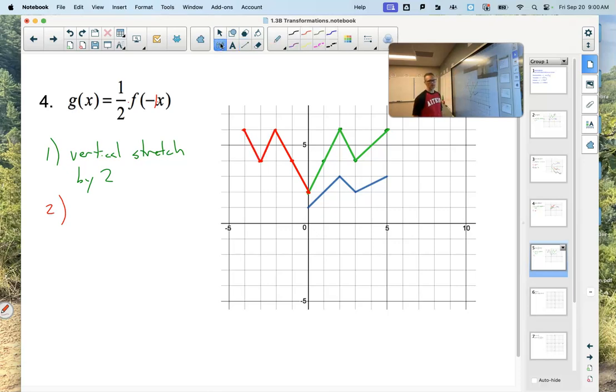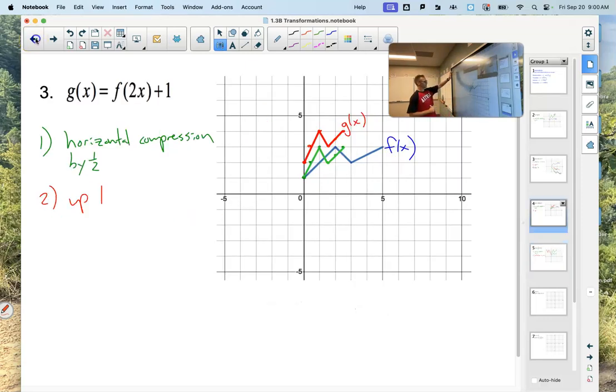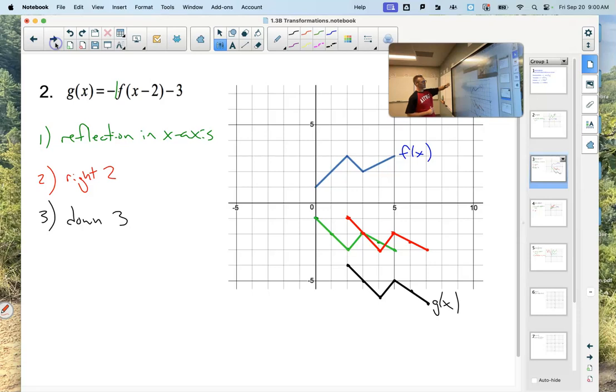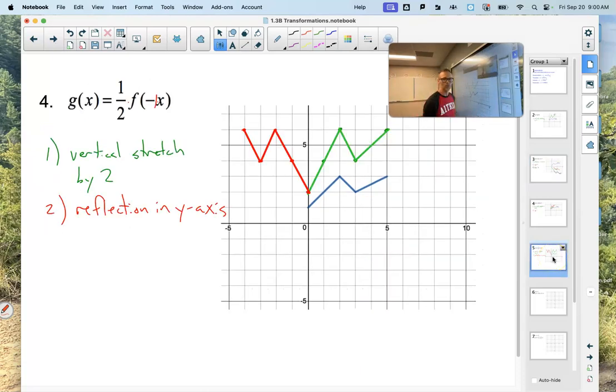When we multiply x's by -1, we're reflecting in the y-axis. So I'm going to describe this step of my transformation as a reflection in the y-axis. We saw a reflection in the x-axis in this one because we multiplied y's by -1. Multiplying y's by -1 reflects in the x-axis. Multiplying x's by -1 reflects in the y-axis. This is my graph, g of x.